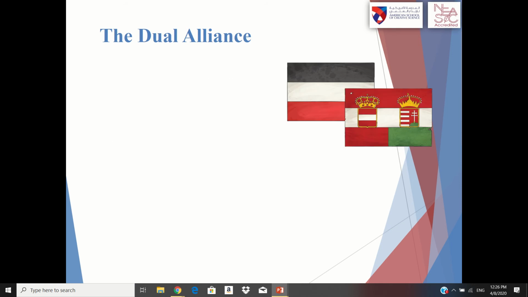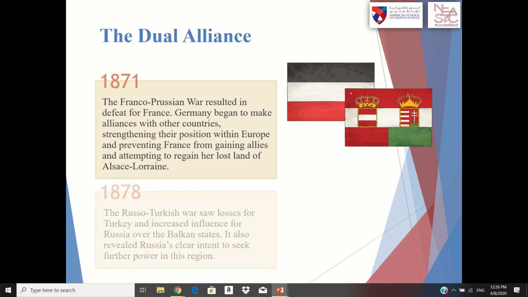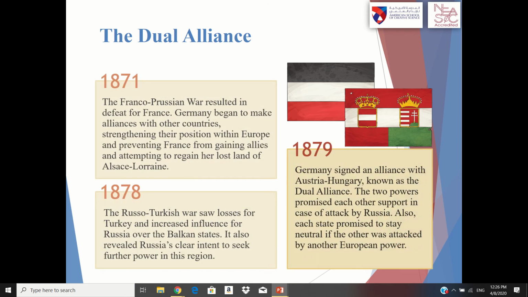The dual alliances. In 1871, the Franco-Prussian War resulted in the defeat of France. Germany began to make alliances with other countries, strengthening their position within Europe and preventing France from gaining allies and attempting to regain her lost land of Alsace-Lorraine.